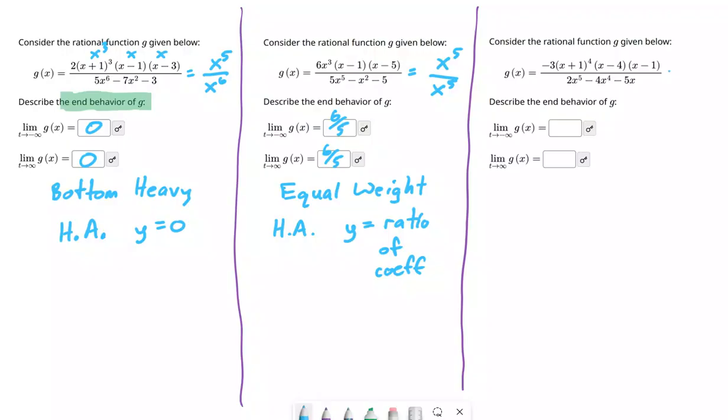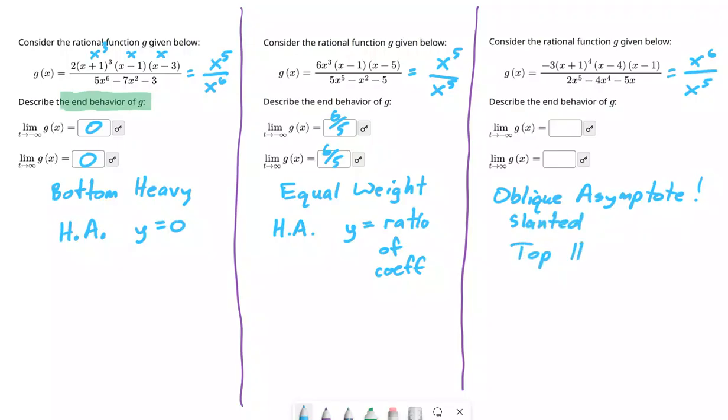Final one. This one's a little different than the first two because on top we have some kind of an x to the sixth power, and on bottom we have some kind of an x to the fifth power. And this is called an oblique asymptote, or sometimes people call it a slanted asymptote because this thing is top heavy. Should have said that first. Because you have a higher exponent power on top than on bottom, this is top heavy, it produces a slanted asymptote. And what you get for this oblique or slanted asymptote is y equals the result of your long division.